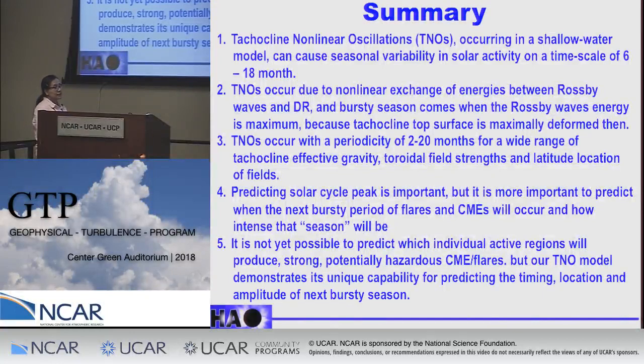And as I said, predicting the solar cycle peak is important, but it is equally important to predict when the next burst period of flares and CMEs will occur and how intense the season will be. It is not possible to predict an individual CME or active region. We get the warning only when a CME or flare has occurred on the Sun. But if we can predict that a burst season is coming, then we can make a lot of progress to give warning and avoid hazards to the terrestrial system.